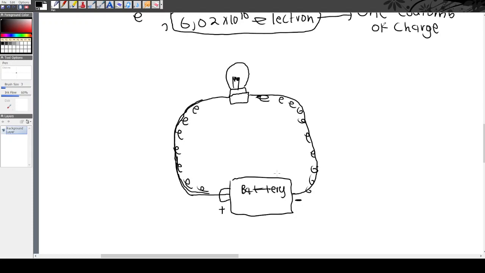Now if I connect this bulb to this battery, what will happen is that this bulb will glow, it will light. Now you ask yourself the question: how, why does it glow, what happens? Okay. In order to answer that, the electrons will flow from this side. So this is an electron flow.